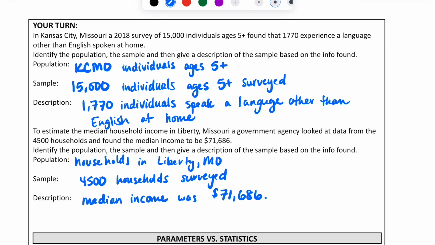in the first example, it said in Kansas City, Missouri, a 2018 survey of 15,000 individuals ages 5 or older found that 1,770 experienced a language other than English spoken at home. So again, that 15,000 individuals are going to be our sample, and those were taken from all Kansas City, Missouri individuals older than 5. And then to describe that, well, that was that 1,770 individuals speak a language other than English at home.